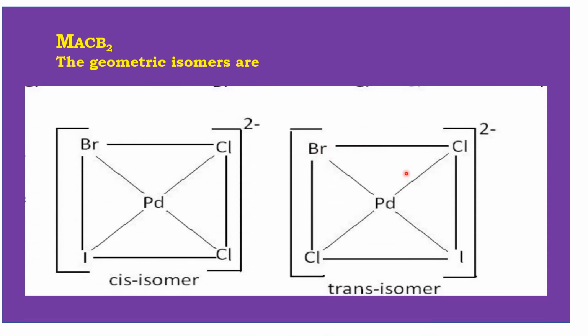Now see here, the third type, MA2B2 with two ligands the same but two ligands different. In such a case of a square planar complex, we can have a cis isomer and a trans isomer. See here, the chlorine atoms are on the same side, so it is a cis isomer. Now the chlorine atoms are on the opposite side, it is a trans isomer. So this type exhibits two types of isomerism, cis and trans. So we have seen geometrical isomerism exhibited by square planar complexes.